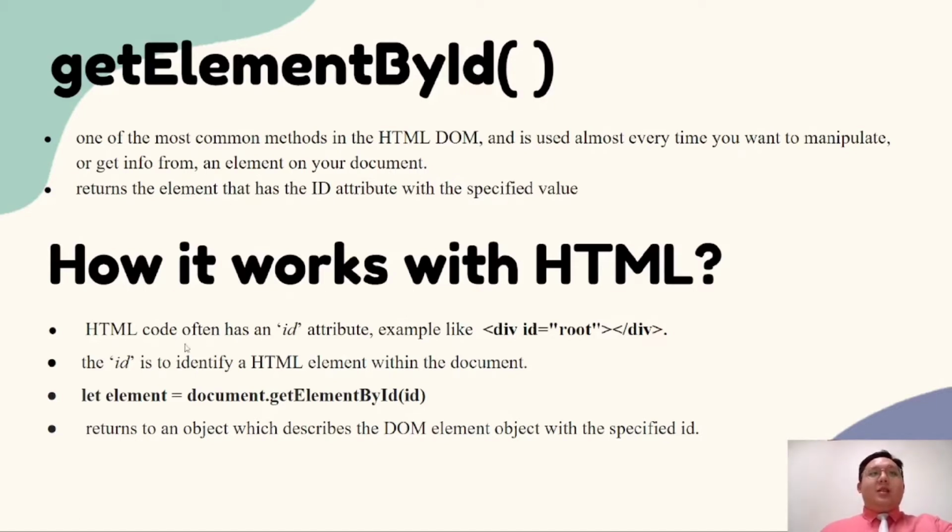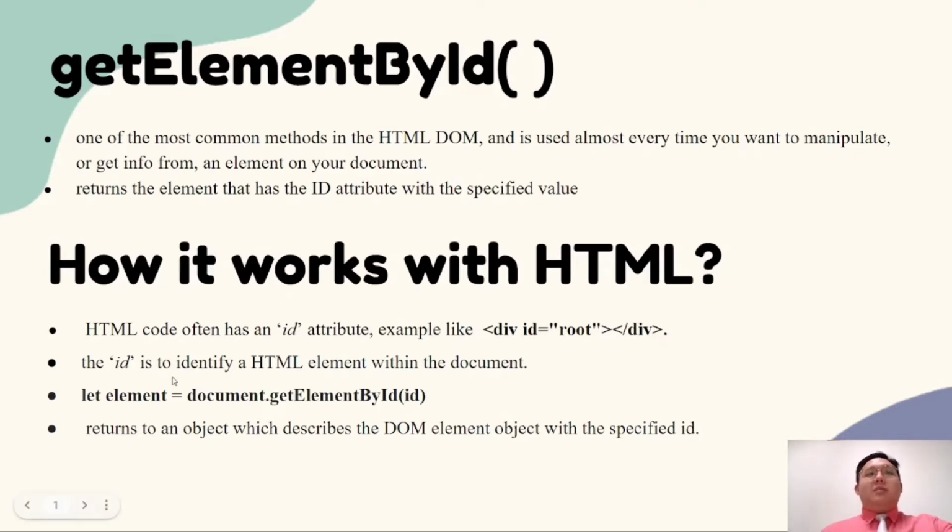Other than that, it is let element equal to document.getElementById, for example like this code here. In this syntax, the ID represents the ID of the element that you want to select. The getElementById returns an object which describes the DOM element object with the specified ID. Moreover, it will return null if no element with that ID exists.